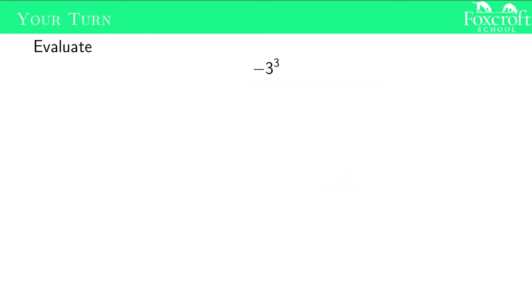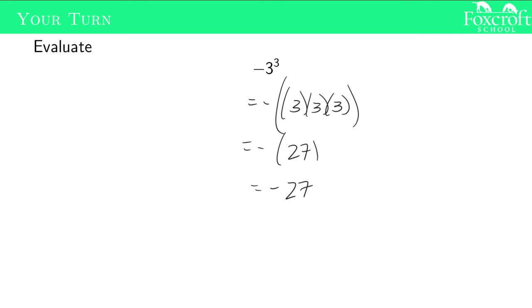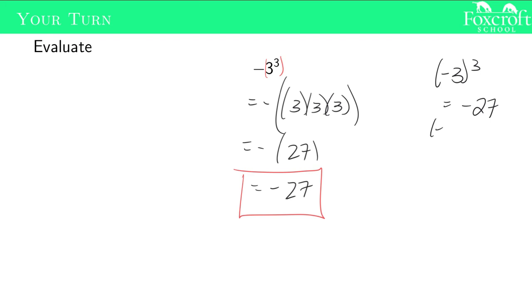Here's one for you to try on your own. Again, think about that last slide and what the final answer for this should be. The final answer is -27, because this negative sign is not in with the 3. So we do 3 cubed first, that's 27, and then we have that negative sign in front. So -27 is the correct answer in this case. If it was this instead, that would actually also be -27, but this is slightly different because there would be 3 copies of -3.